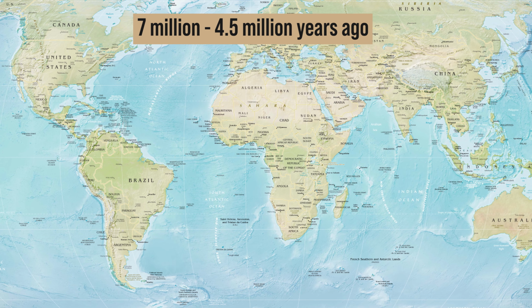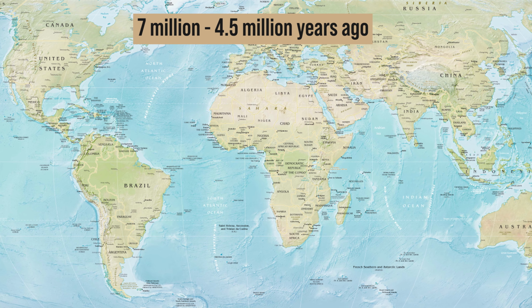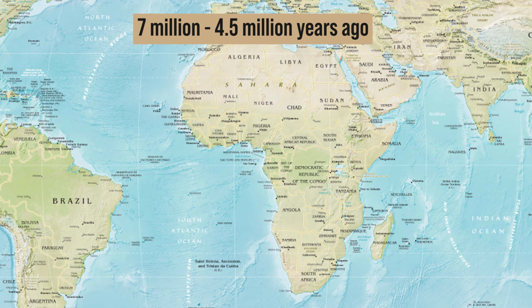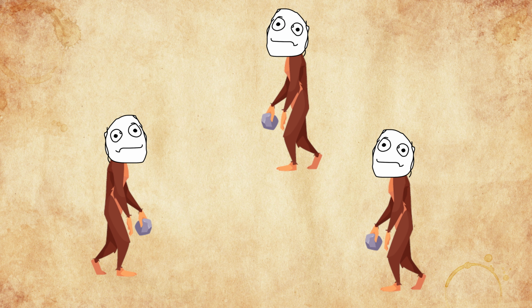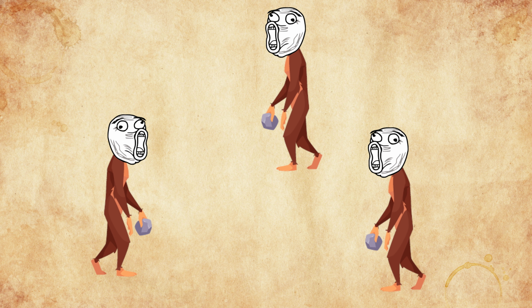So, from about 7 million to 4.5 million years ago, a group of ape-like human ancestors lived in Africa. And then suddenly, they started walking on two legs. Oh, they might have thought, hey, I can walk! Well, alright, they couldn't really talk, but why did they start walking on two legs? There are probably several different reasons. Again, we don't know for sure.